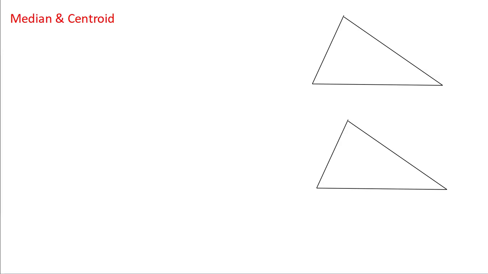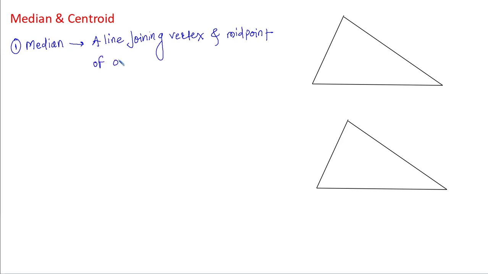First of all, let's start with median and centroid. What is called a median and what is a centroid? Let's start with the median. A median is nothing but a line joining a vertex and the midpoint of the opposite side. Let me write this. Median is nothing but a line joining a vertex of a triangle and the midpoint of the opposite side. Let me show you how a median looks.